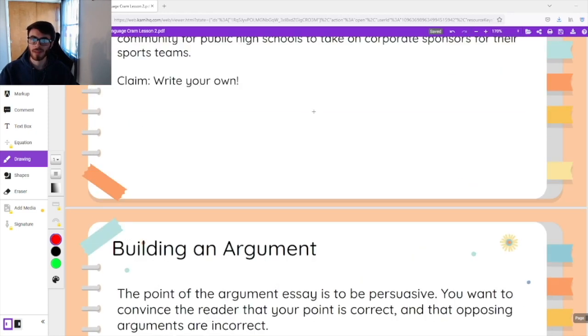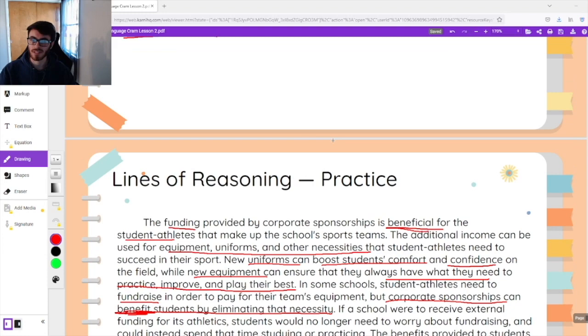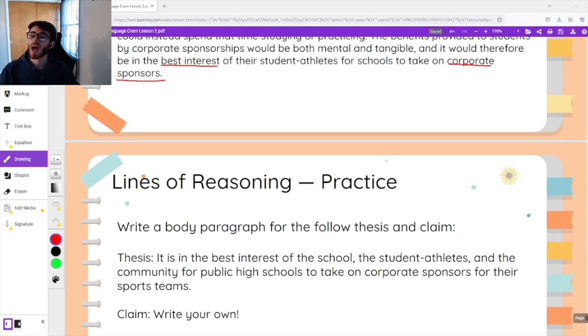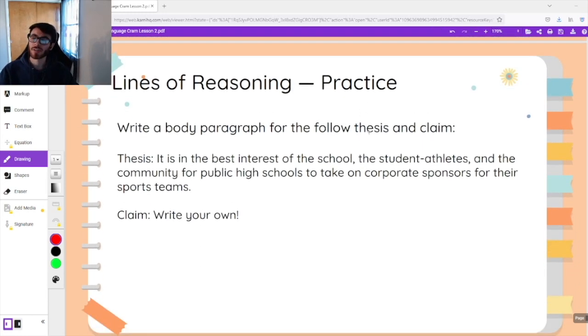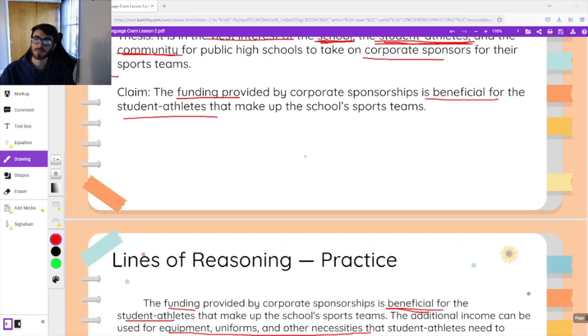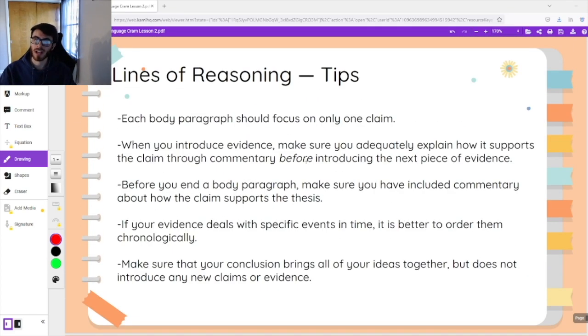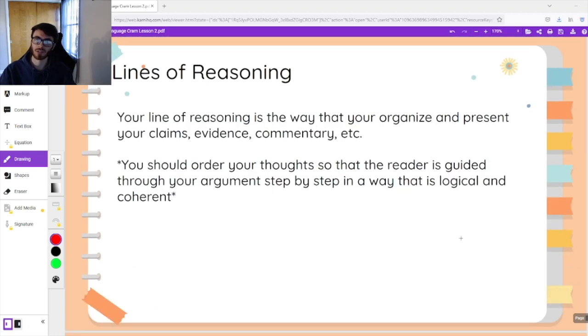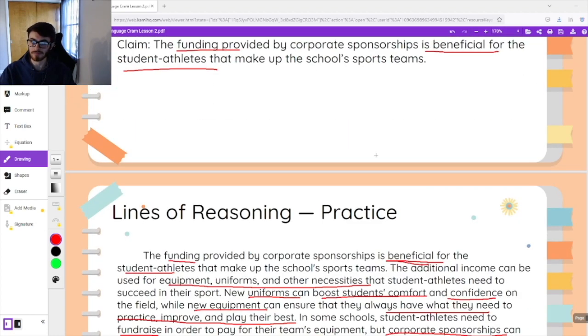All right, so that's lines of reasoning, that's commentary. And I want to be clear that these concepts apply not just to the argument essay. I know we said we're mostly focusing on the argument essay. That is true. But these first ideas that we talked about aren't just for the argument essay. They are for all three essay types. All three essay types need commentary. All three essay types should have a logical, coherent line of reasoning.